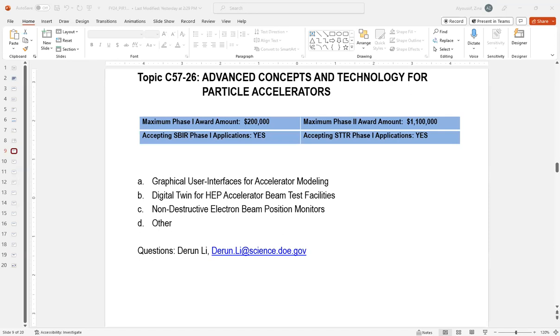The third one is non-destructive electron beam position monitors. This is related to the more advanced accelerators, laser plasma and beam-driven plasma wakefield accelerators, which generate very, very short electron bunches at the femtosecond level, and with very difficult environments. We are looking for applicants who can help us to diagnose and measure these beam properties more effectively.